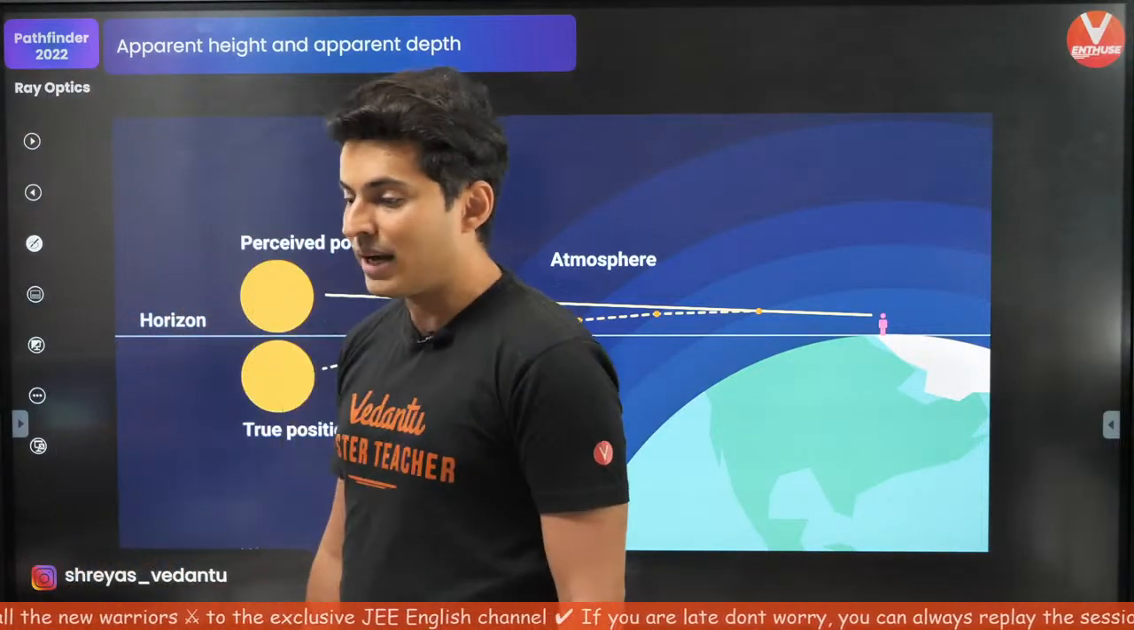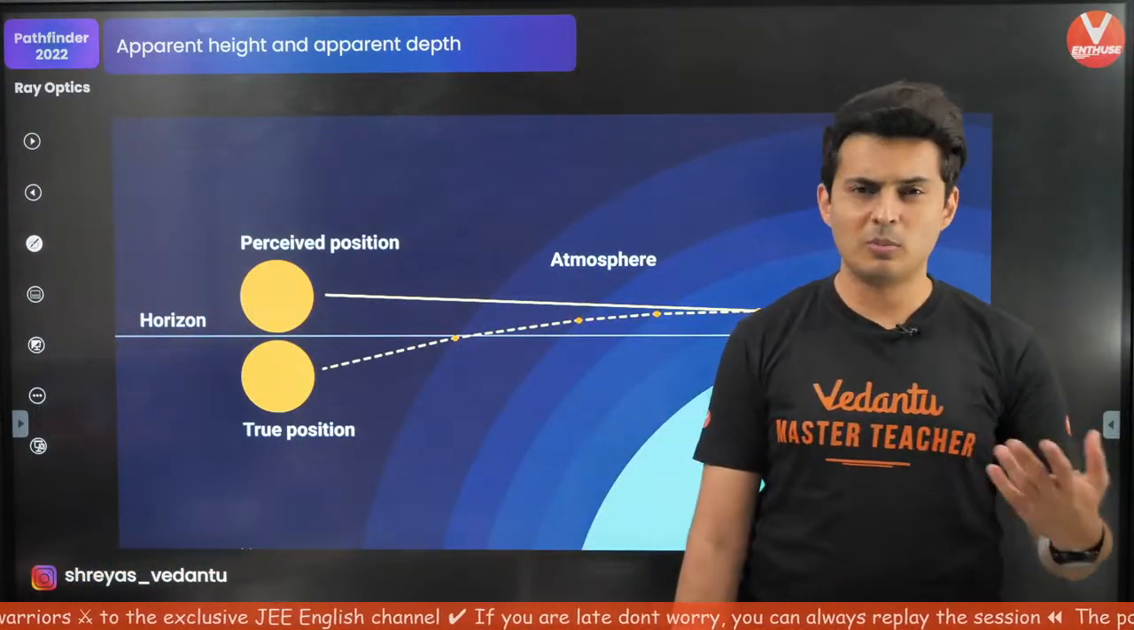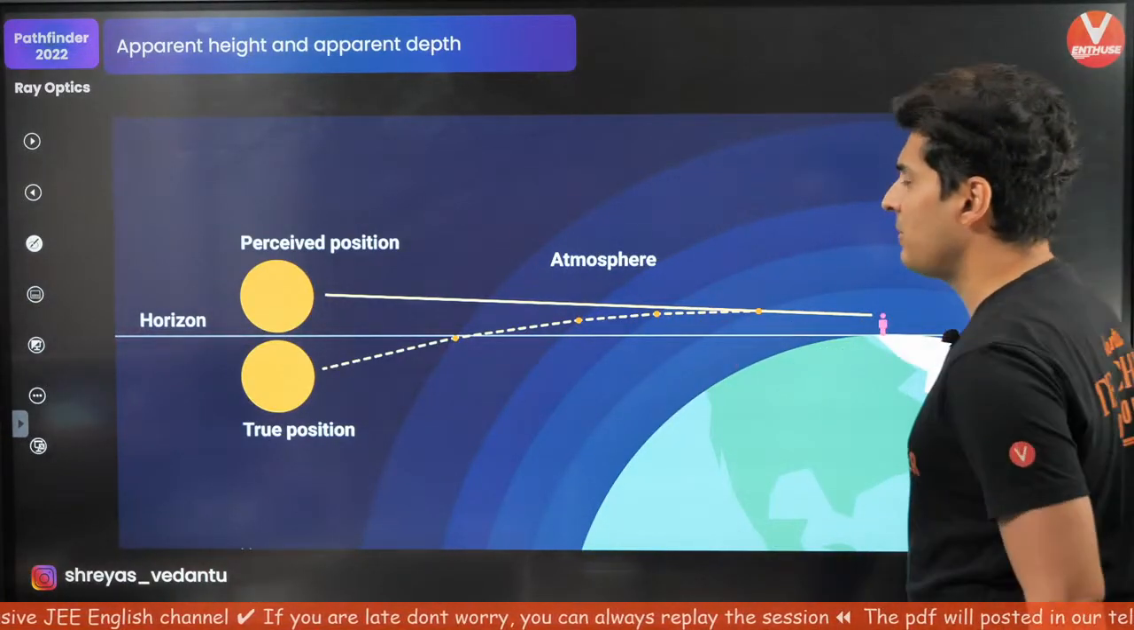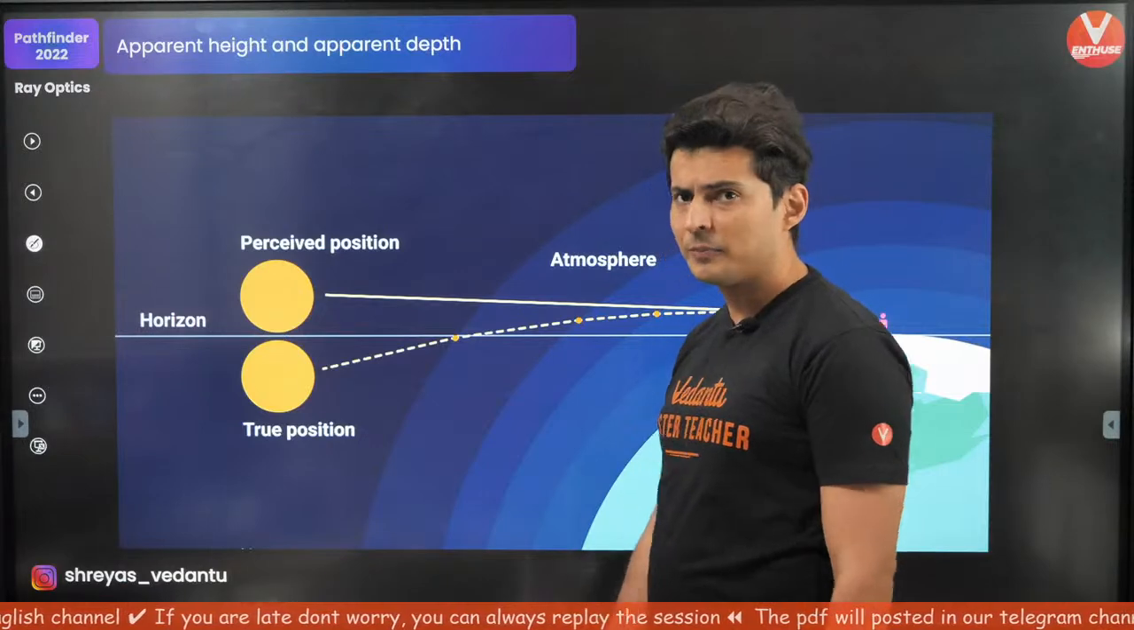Okay, so Astrophiles, this is a marathon session, so maybe around 2 hours. Last few concepts remaining: apparent height and apparent depth. I'm going to give you the formulas quickly now.